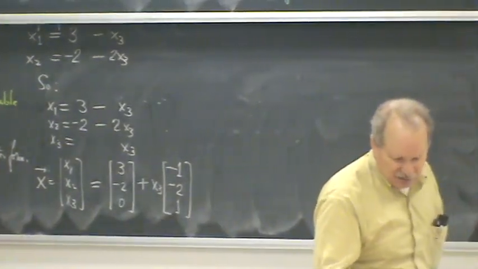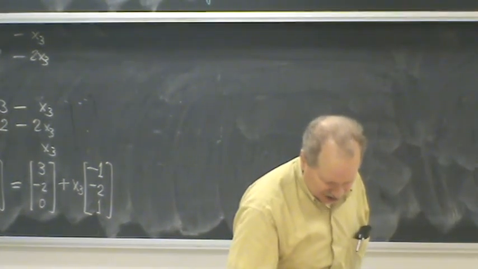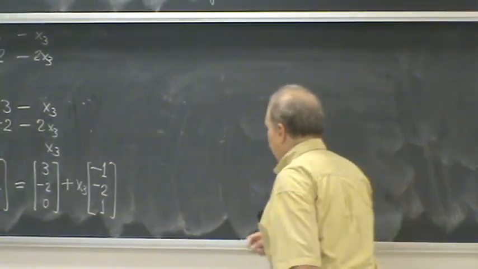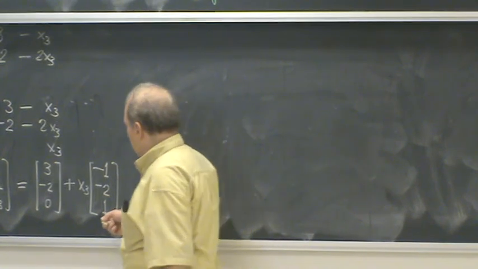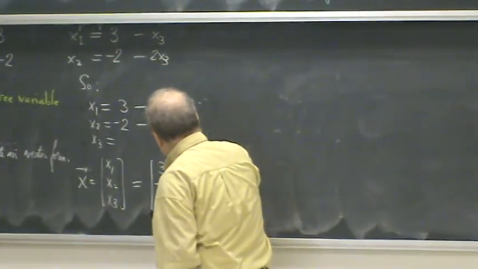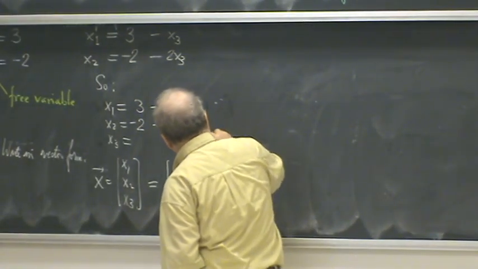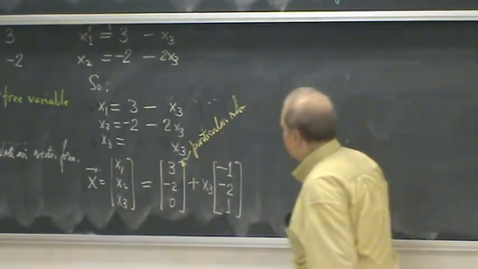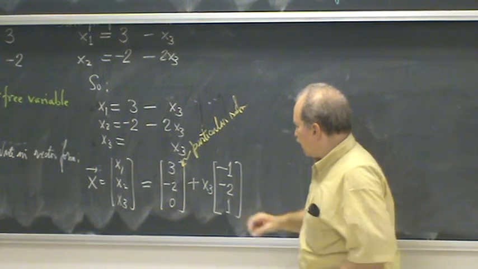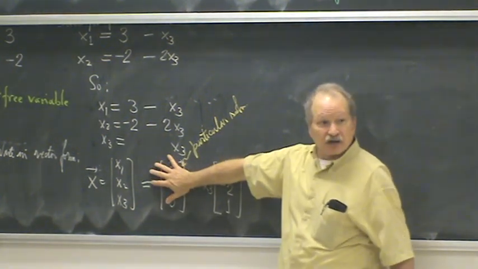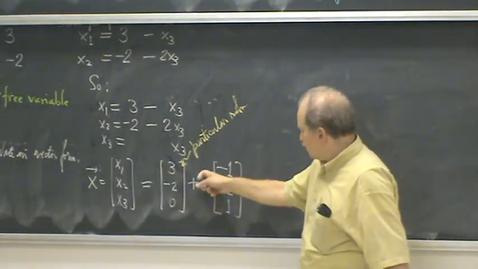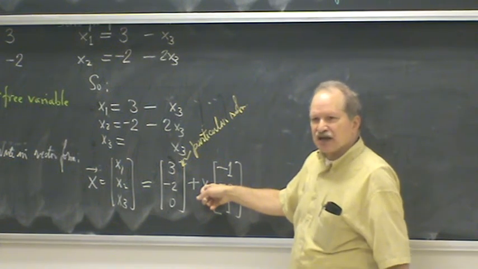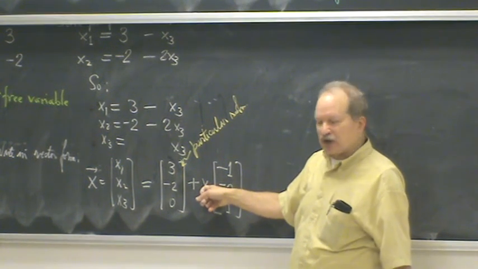Those of you who have seen some differential equations, or who shall see some differential equations, this is analogous in differential equations to having, what do we notice here? This is what is called a particular solution. And this, if I didn't have this vector, what would this vector and its multiples satisfy? What equation would it satisfy?